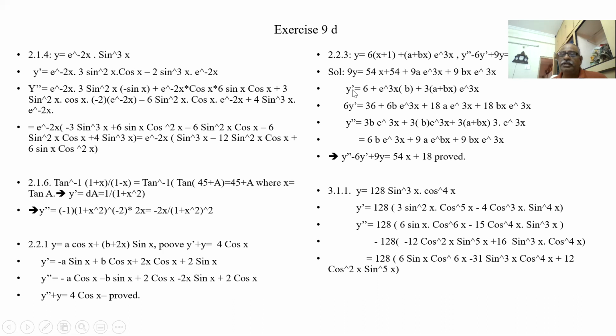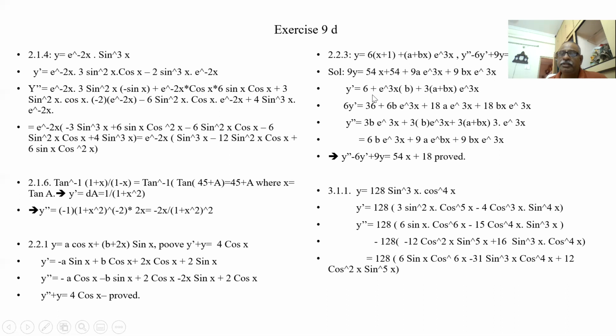And what is y'? y' is b e^(3x) plus 3 into (a + bx) into e^(3x). Differentiating this gives y'. So I want 6y'. This is 6y'.